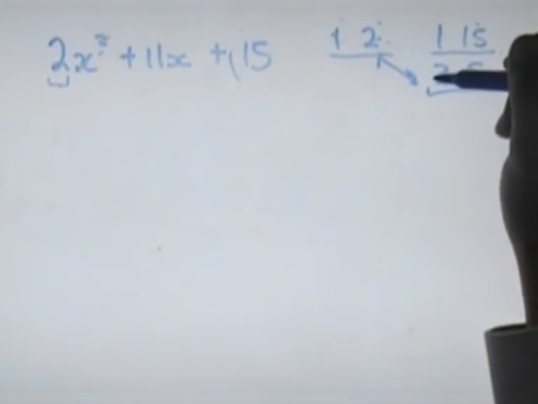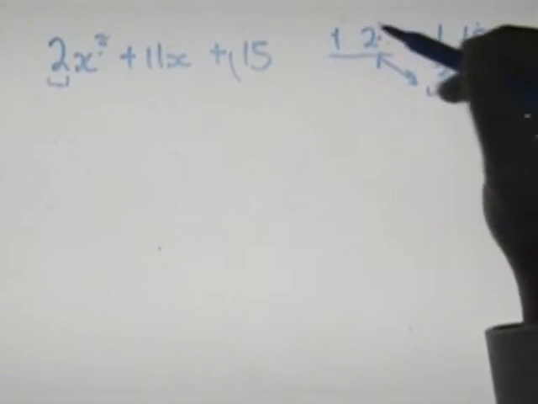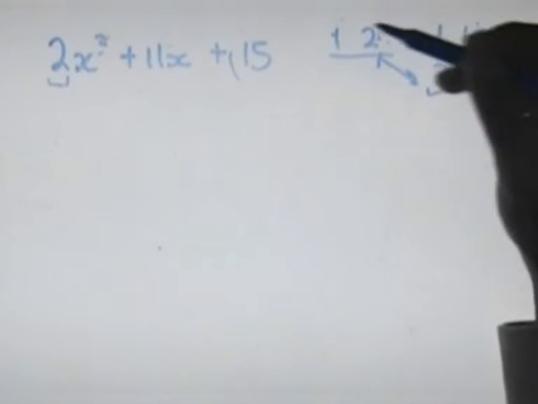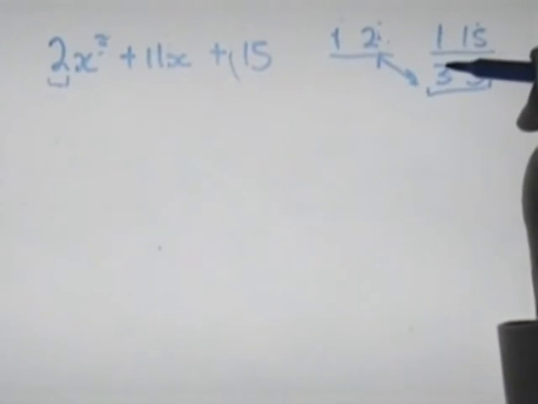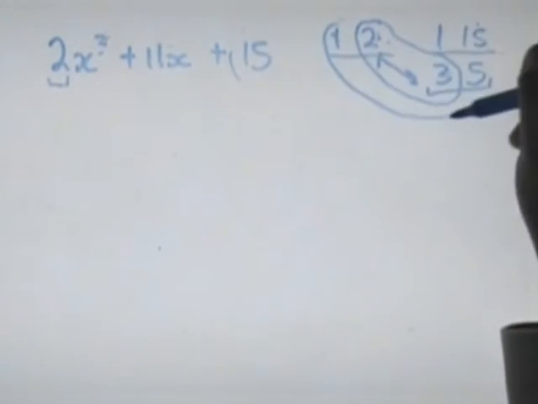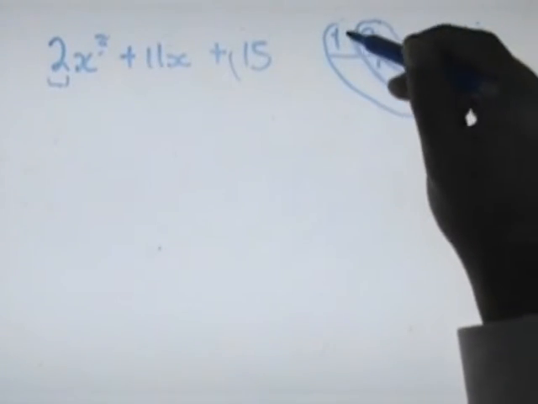Sorry, the other way around. What about 3 times 2 and 5 times 1? 3 times 2 is 6, 5 times 1 is 5, 6 plus 5 is 11. So we need to get the 2 and the 3 together and the 1 and the 5 together.